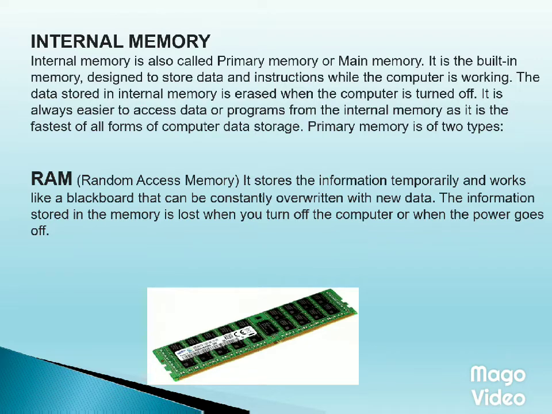And from the internal memory, we can access the data very quickly and very easily. For example, random access memory. So whenever you type any information into the computer, it is stored in this RAM memory. Here it stores temporarily and works like a blackboard that can be erased or constantly overwritten. The information stored in memory is lost when you turn off the computer or when the power goes off.